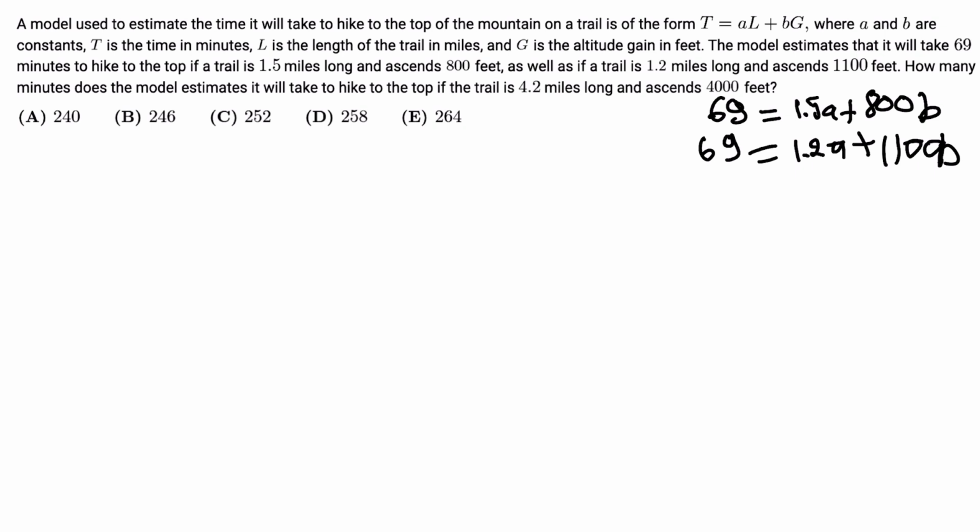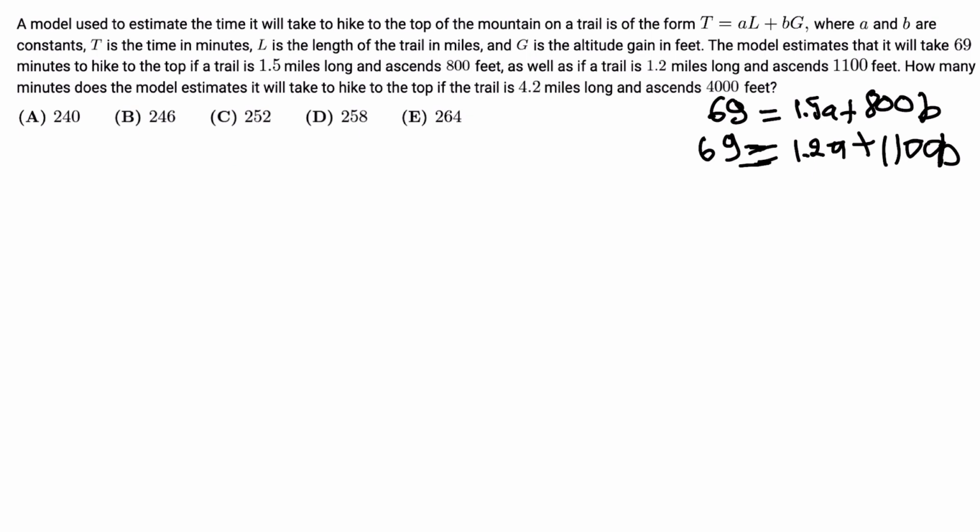So essentially what we're trying to do here is, first we'll want to find what T is if we have 4.2A plus 4,000B. But the way we're going to approach this is going to be a little different. So let me go ahead and start.